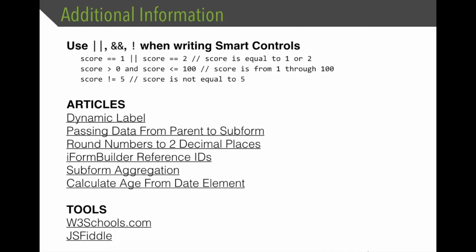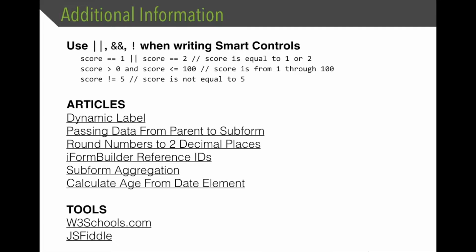Now, sitting on top of all of those smart controls, one other piece of information I like to give people is that if you want to take statements and combine them, say you want to check if the score is equal to one of two values, whether it's equal to 1 or the number 2, you're going to use what's called the double pipe to set up an OR relationship. What that means is if either one of the statements is true, then the overall expression will evaluate to true.